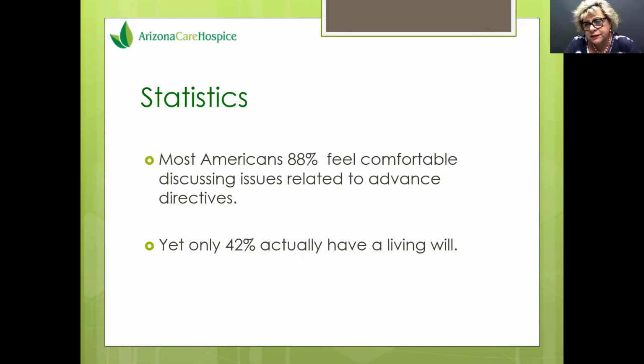So a little statistics for you to understand: most Americans, 88%, do feel comfortable talking about advanced directives. The problem is only 42% actually have some sort of a living will. So that tells us that we're still a society where people have to be pushed into place to do something about that.